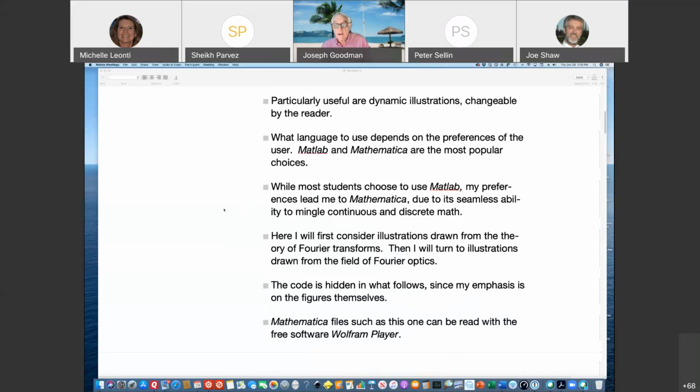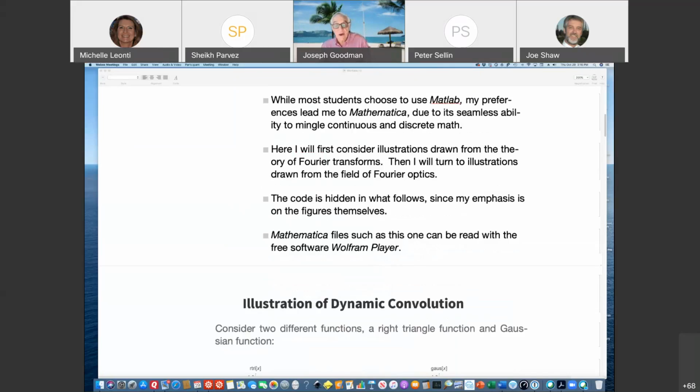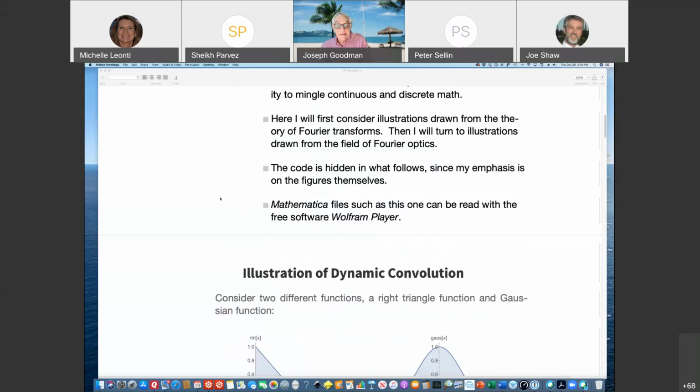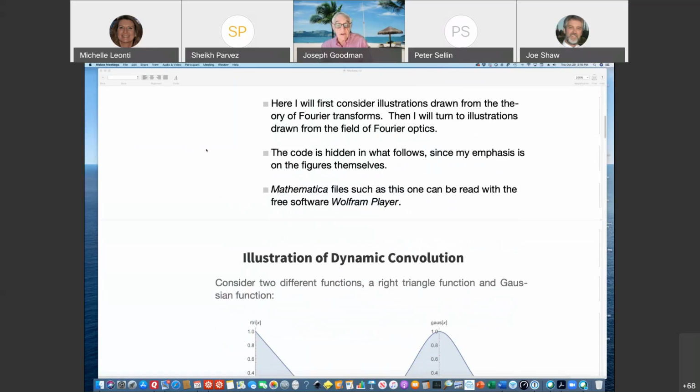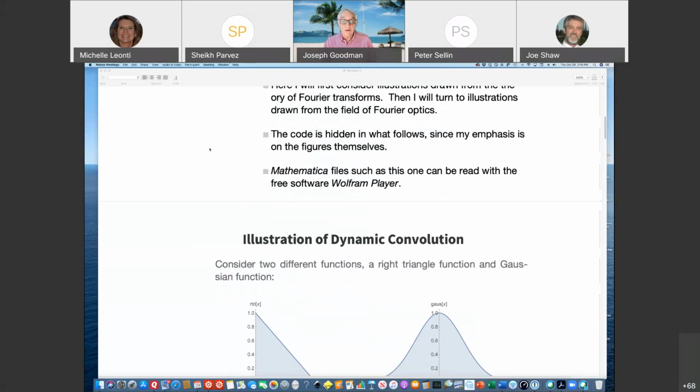I've hidden the code in everything that follows, so my emphasis is on the figures themselves. And this document you're looking at is a Mathematica notebook, in fact, and it can be read with either the full Mathematica program or the free software Wolfram Player that can be downloaded from the Wolfram website.